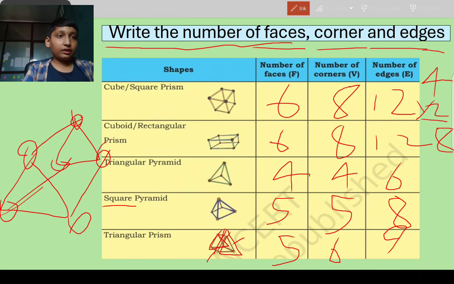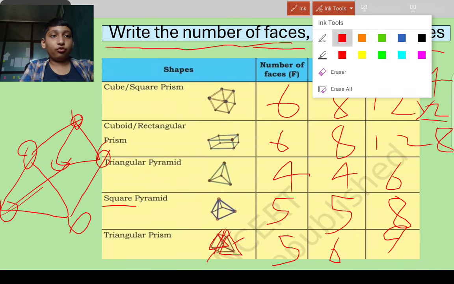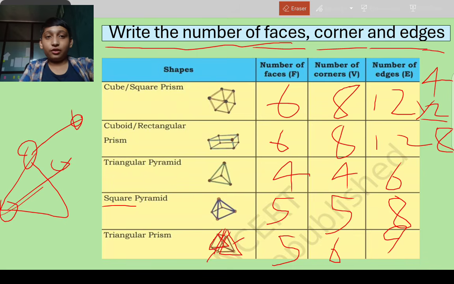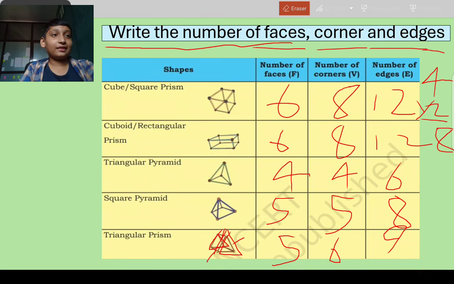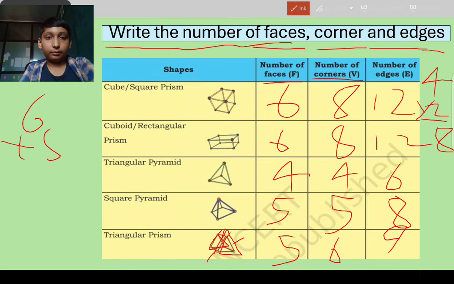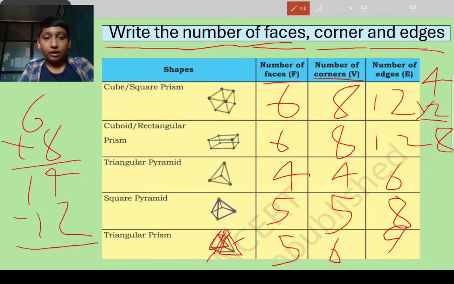corners. And here is a great trick that I'm going to tell you. Firstly, we have to add the number of faces and then corners. Means 8 plus 6, that's 14. And then we will subtract the edges. We got 2.